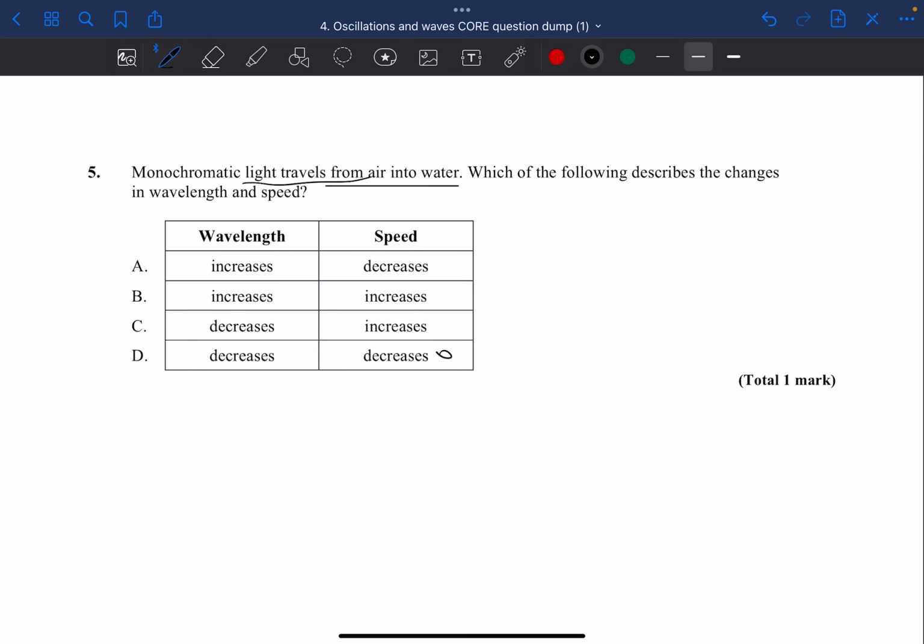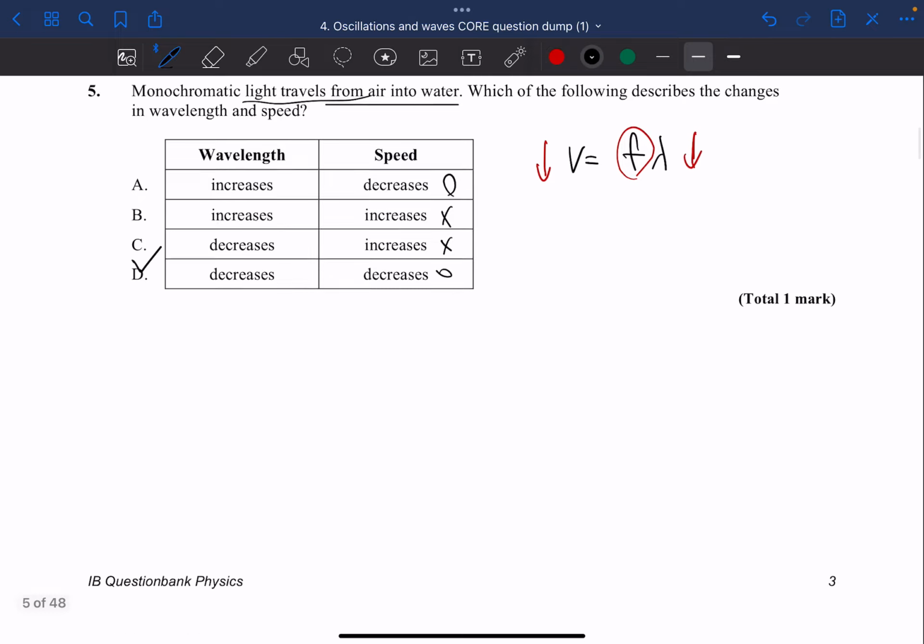The light travels from air into water, so the speed is going to decrease. And as v equals f lambda, and the frequency is always the constant whether the medium changes or not, this one always stays the constant, so it's not going to change. And as the speed has decreased, the wavelength is also going to decrease here. So it's D.